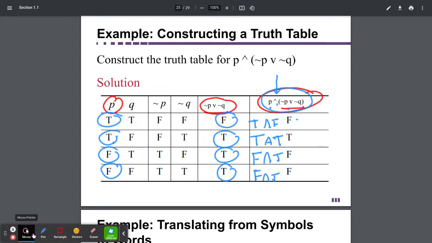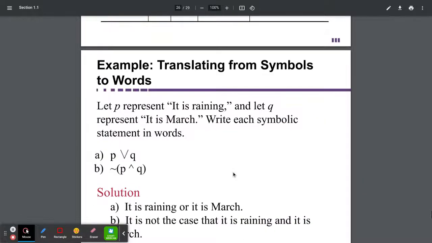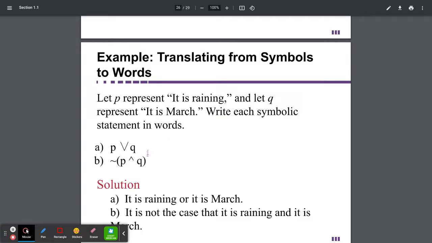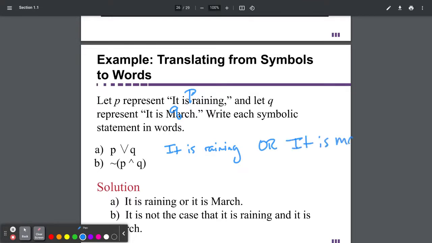All right, let me clear that selection. There we go. Cruising down. When we have words, you're still going to make a truth table. The difference is that they're saying this is my P value, and then this is my Q. On this one, I'm saying it is raining, or, because it's a disjunction, it is March. We still make a truth table for this.